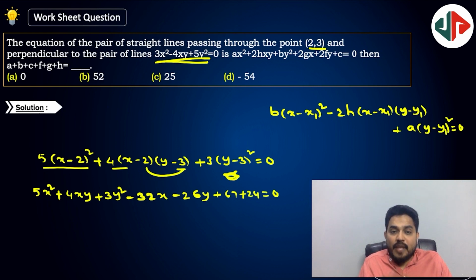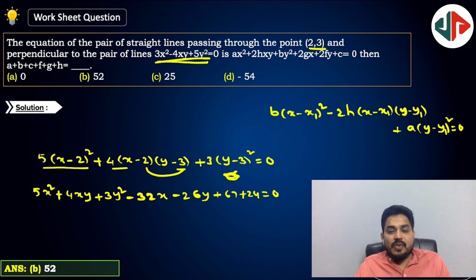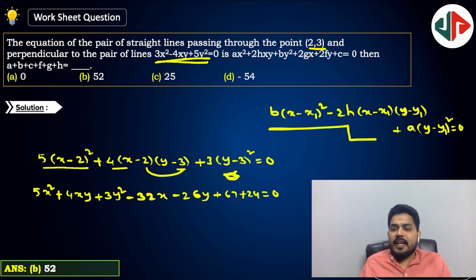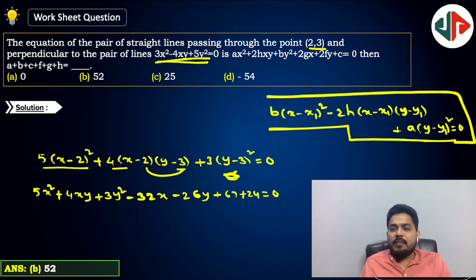So you look at what are the A, B, C, D, E, F, G, H values and find the sum. The answer is going to be 52. The answer is 52. So to solve this question, you require only one thing: any pair of perpendicular lines passing through (x1, y1) perpendicular to ax square plus 2hxy plus by square is this formula.